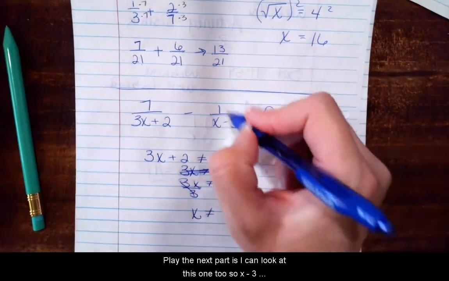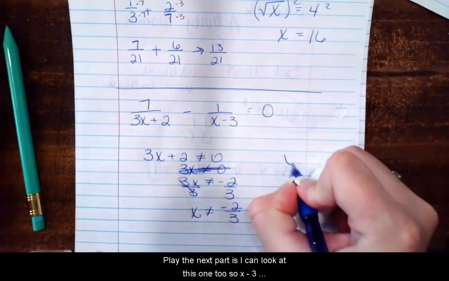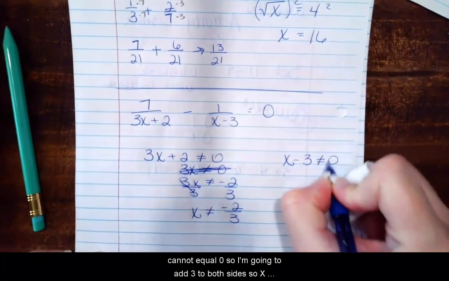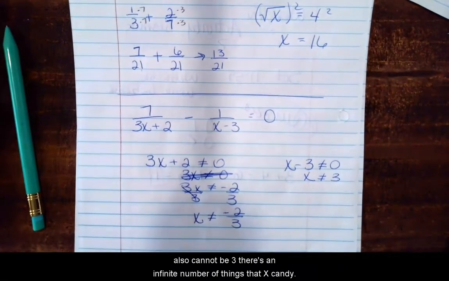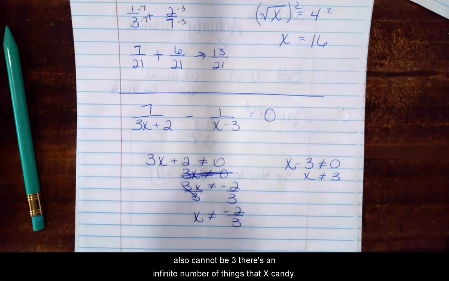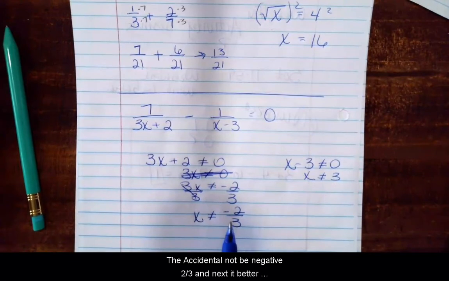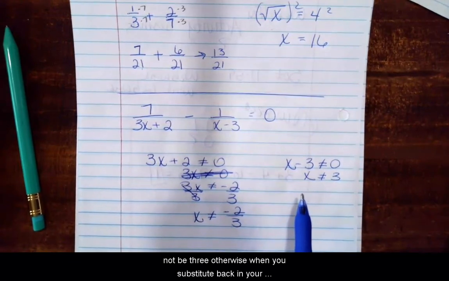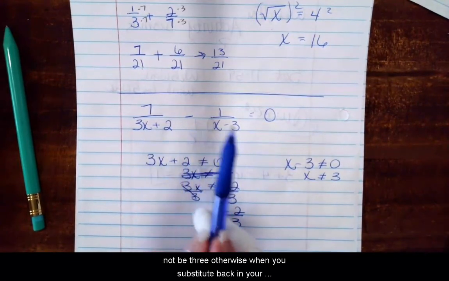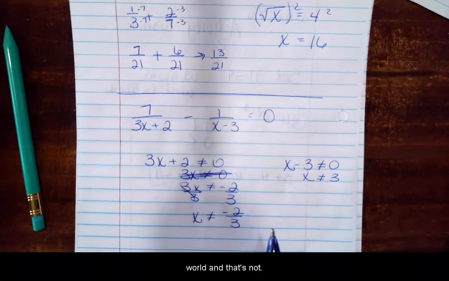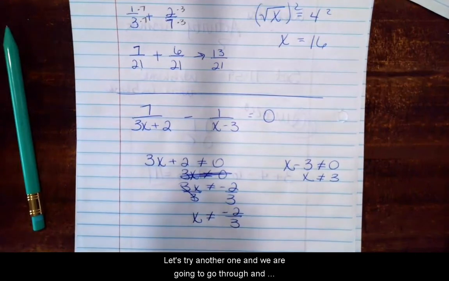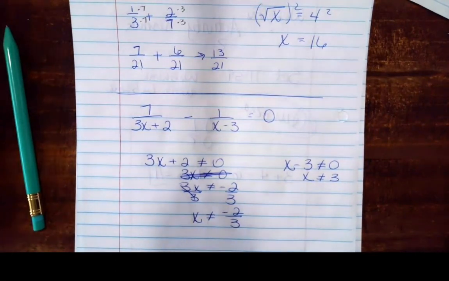Okay, the next part is I got to look at this one too. So x minus 3 cannot equal 0, so I'm going to add 3 to both sides, so x also cannot be 3. There's an infinite number of things that x can be, but x had better not be negative 2/3, and x had better not be 3. Otherwise, when you substitute back in, your denominators will go to 0, and then you've blown up the world, and that's not good. Okay, so let's try another one, and we are going to go through and solve this thing.